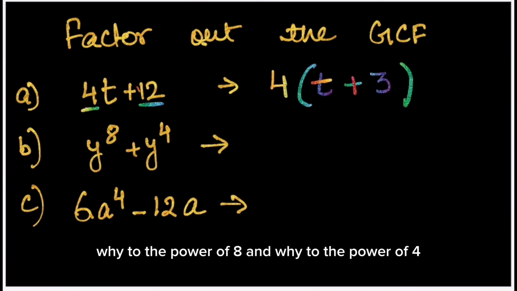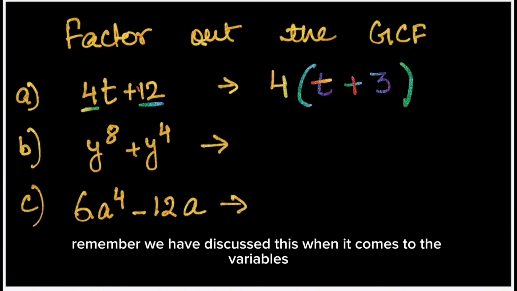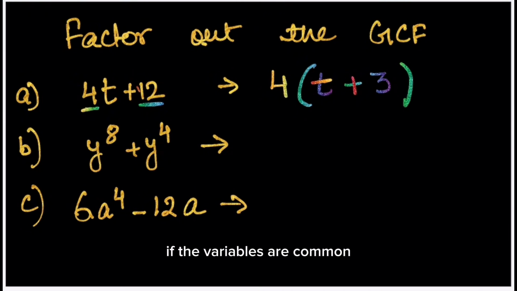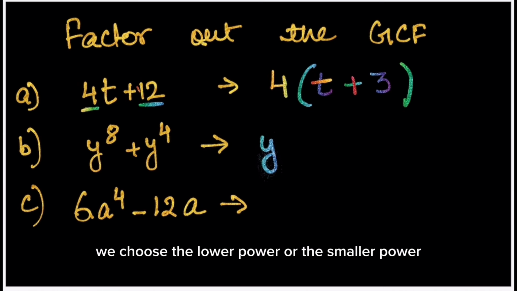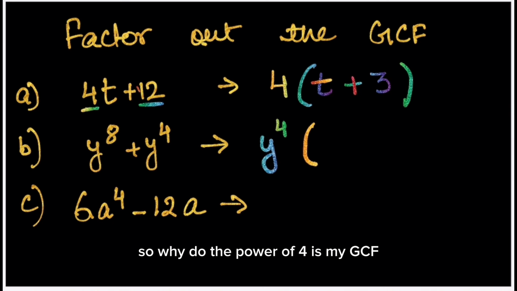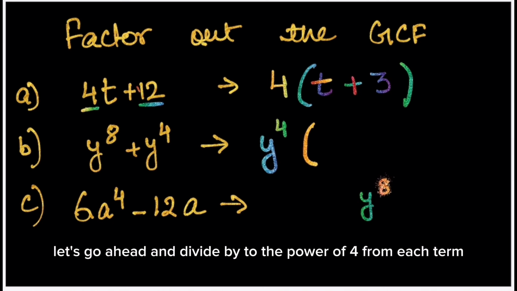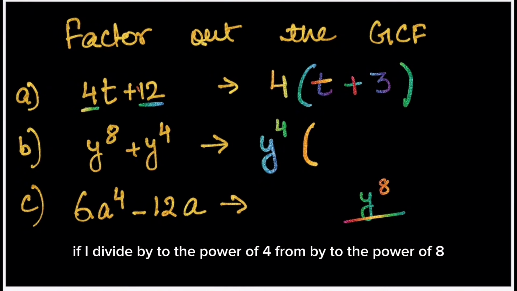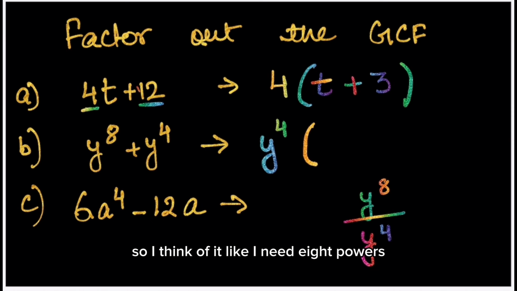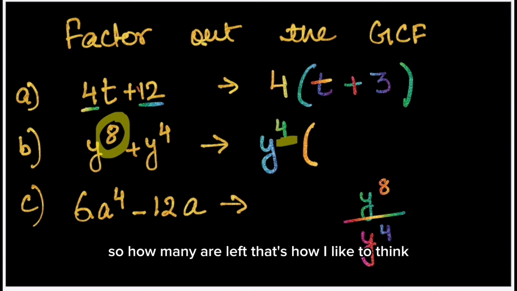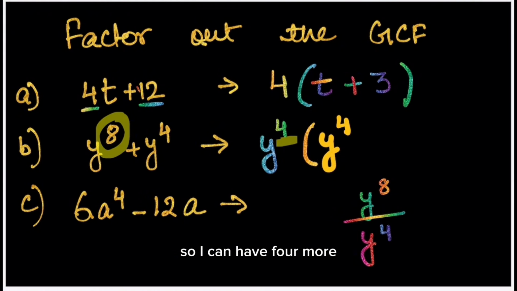y to the power of 8 and y to the power of 4. Remember, we have discussed this when it comes to the variables. If the variables are common, we choose the lower power, the smaller power. So y to the power of 4 is my GCF. Let's divide y to the power of 4 from each term. If I divide y to the power of 4 from y to the power of 8, I think of it like I need 8 powers. I already have 4 of them. So how many are left? That's how I like to think. So I can have 4 more.